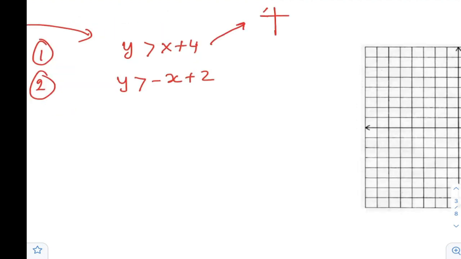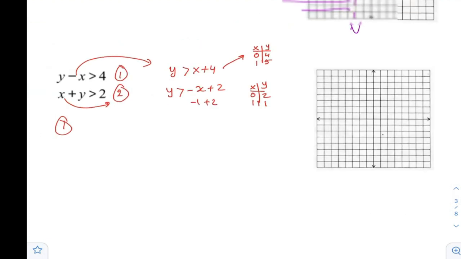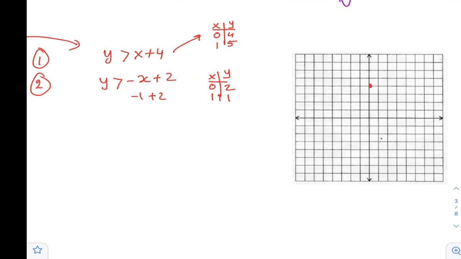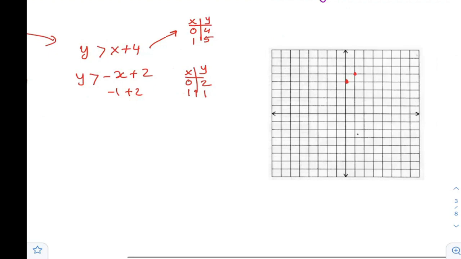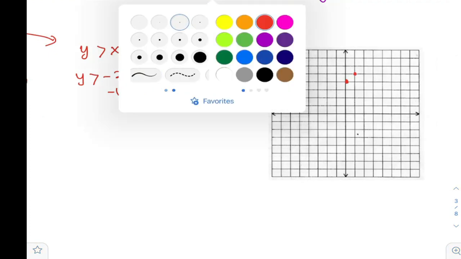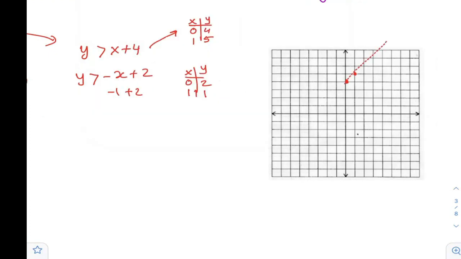Now, the table here can be with 0 and 1, 0 plus 4, 4, 1 plus 4, 5, and we can generate another table here. If you assume x is 0, 0 plus 2, 2. If you assume 1, -1 plus 2, which is 1. So let's graph the first one. If you use red color for the first one, 0 and 4, 1 and 5, and remember, it is a dashed line. So I will go to the dashing option. And this is my first line.